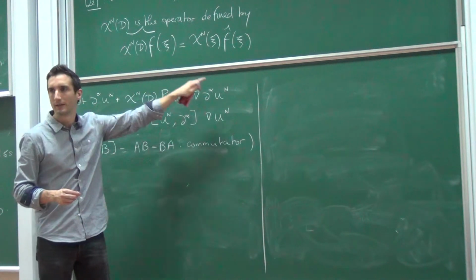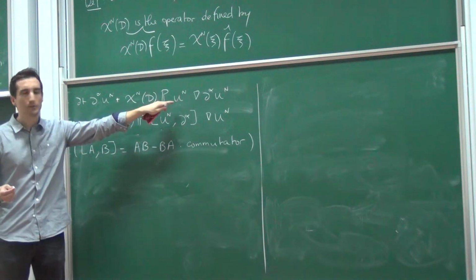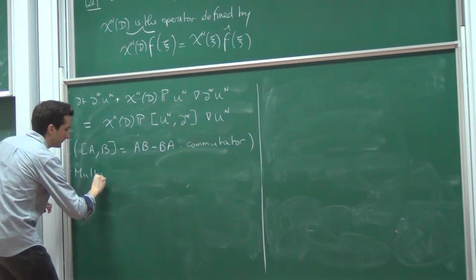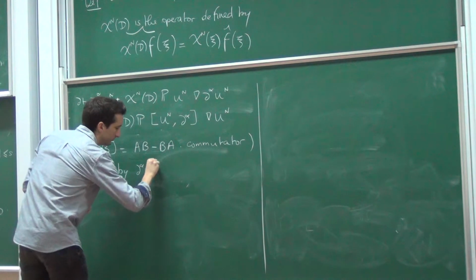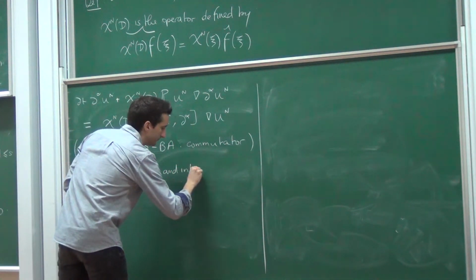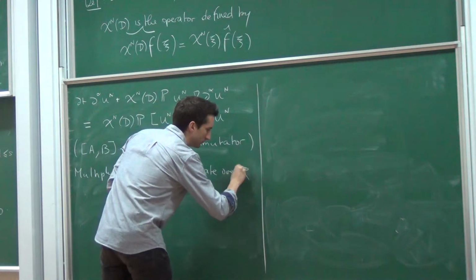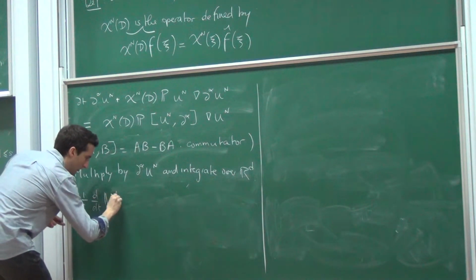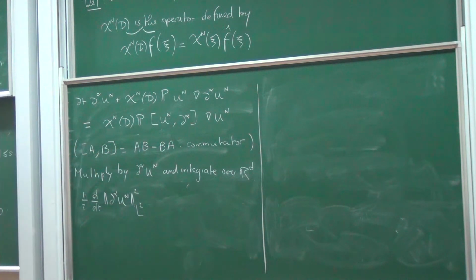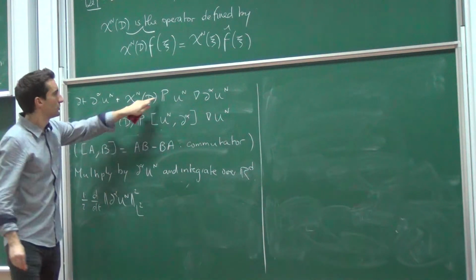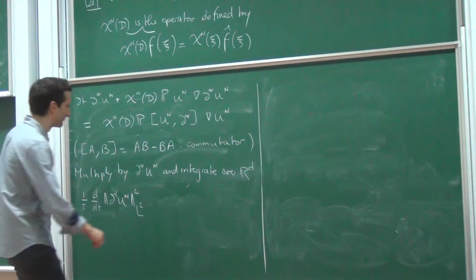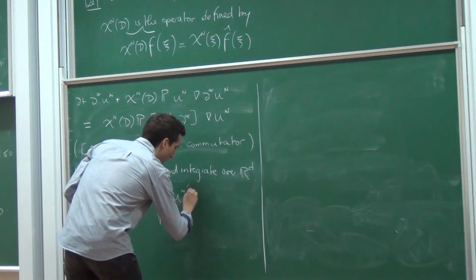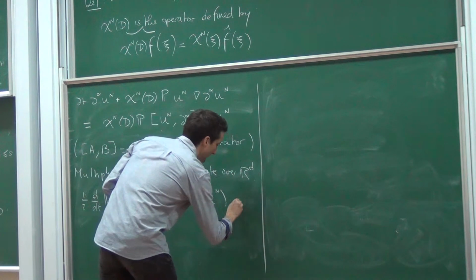So how can we handle this? Again, this is thanks to the nice cancellation that we have seen several times. So when I multiply by d alpha un and integrate over Rd, what you get is 1/2 of d over dt of the L2 norm squared of d alpha un. I let you check that this goes away. So you obtain the integral over Rd of un dot grad d alpha un times d alpha un.